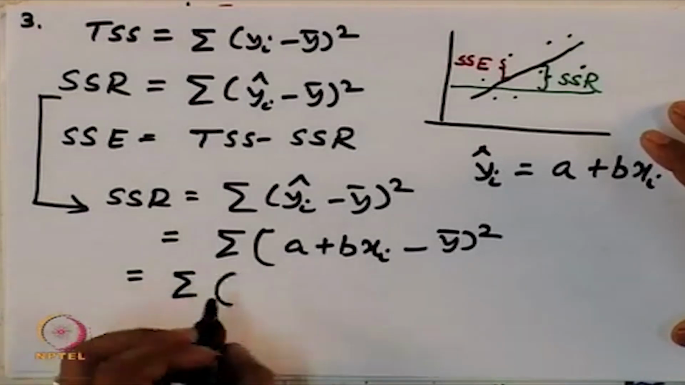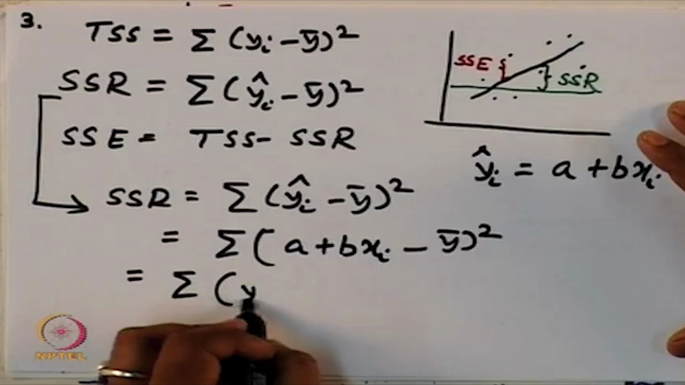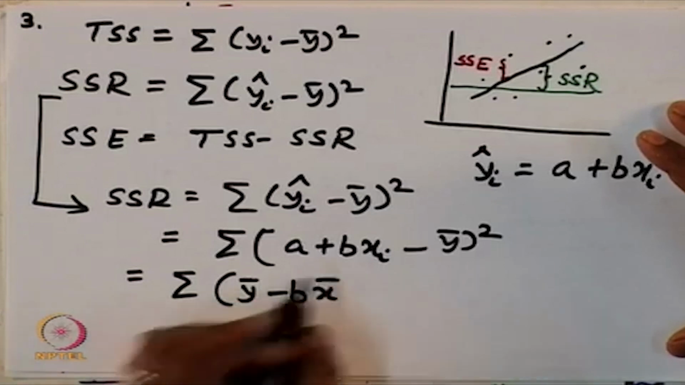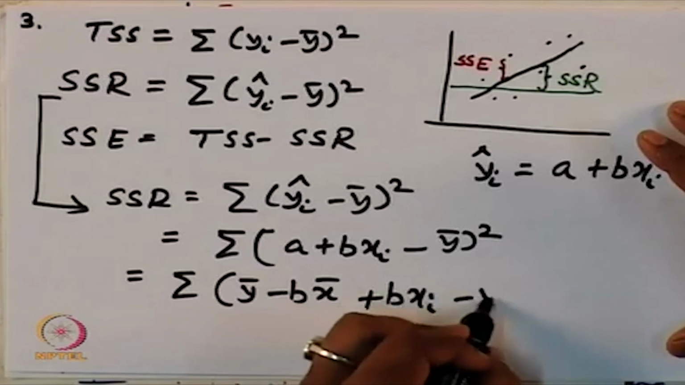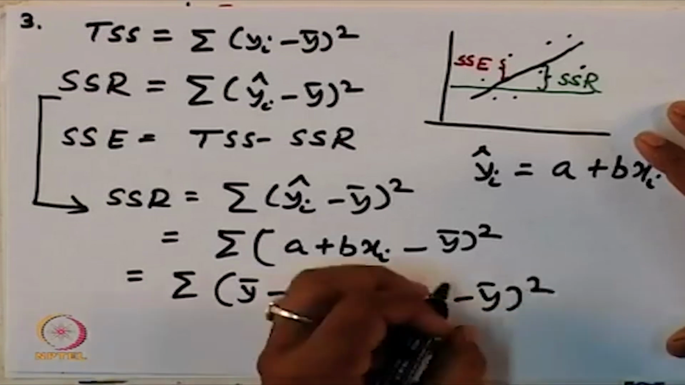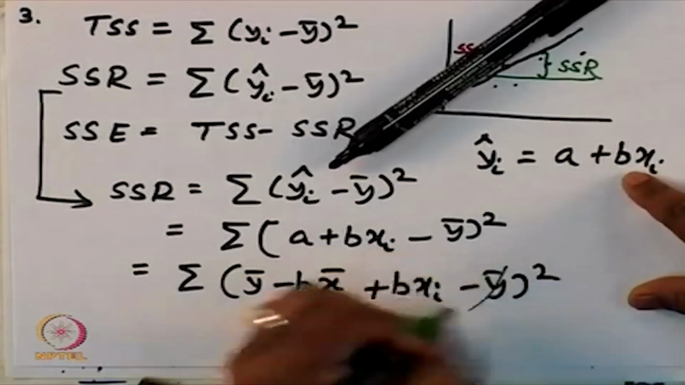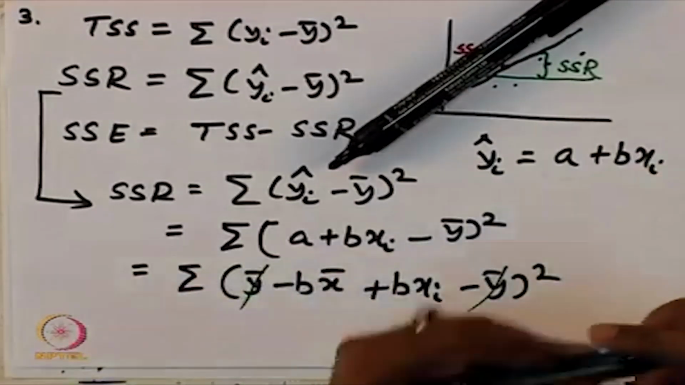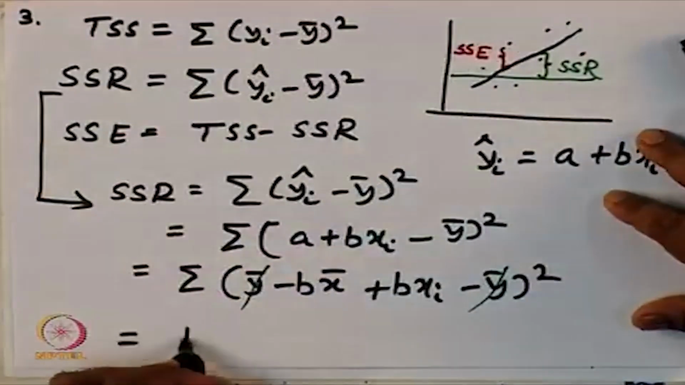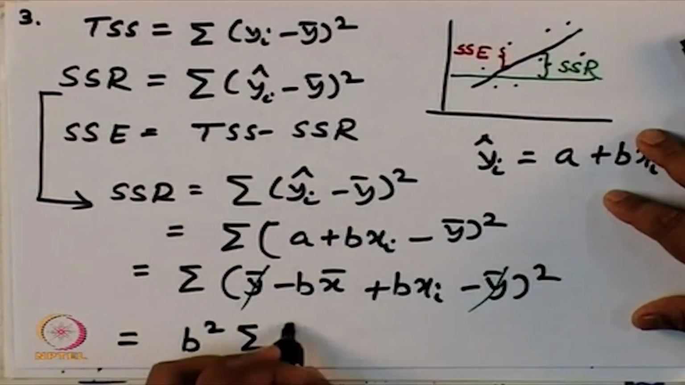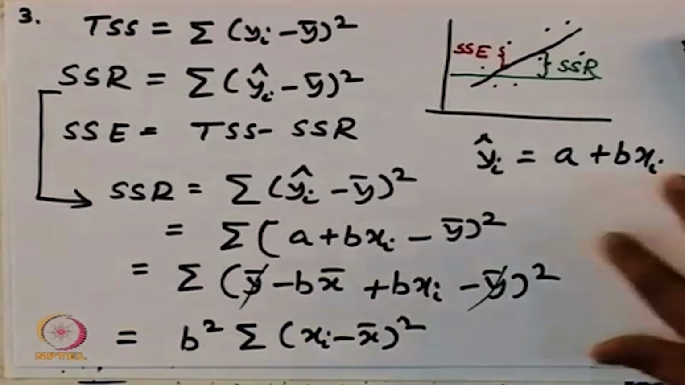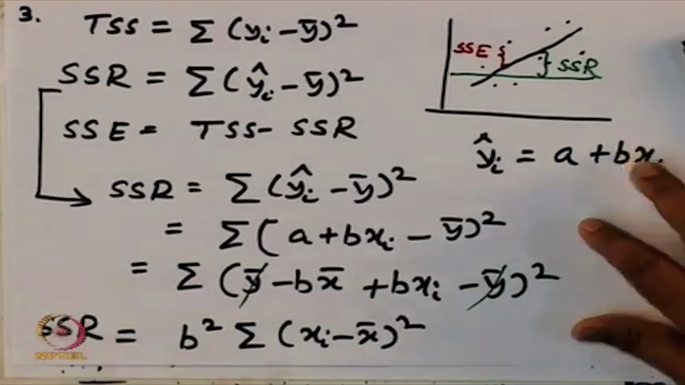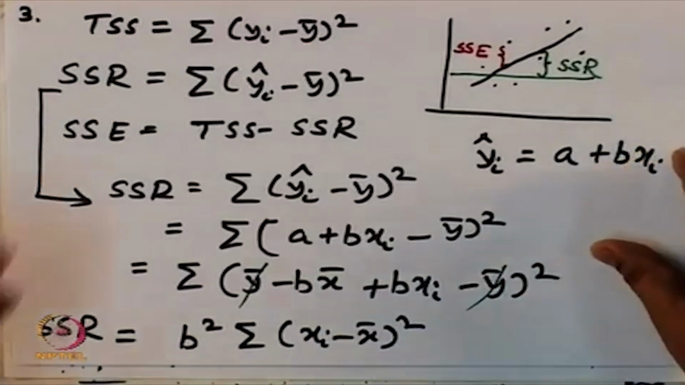So, we know that a is given by y bar minus b x bar. We can add plus b times xi minus x bar, whole square. So, your y bar terms cancel each other out, as a consequence of which you get SSR as b square times the summation of xi minus x bar whole square. So, your SSR becomes b square into the summation of xi minus x bar whole square.